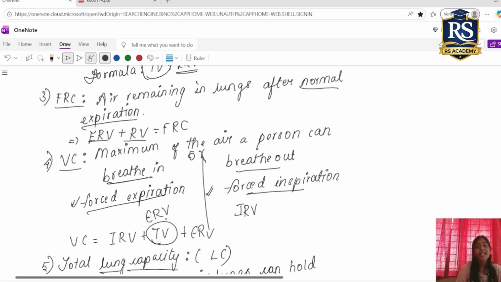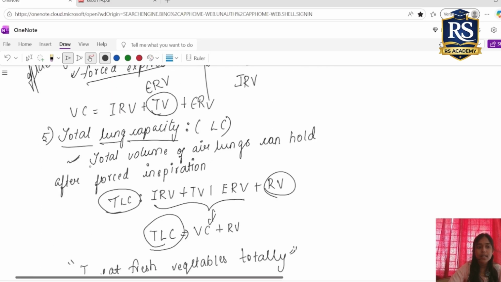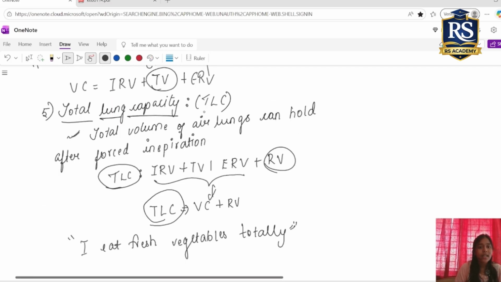So, vital capacity indicates the efficiency of lungs. So, vital capacity is very important. So, next comes the total lung capacity. What is total lung capacity? Total volume of air lungs can hold after forced inspiration. The total amount of air that is present in our lungs after the forced inspiration. You are inspiring forcefully. That amount of air will be residing in your lungs and that volume is called total lung capacity.